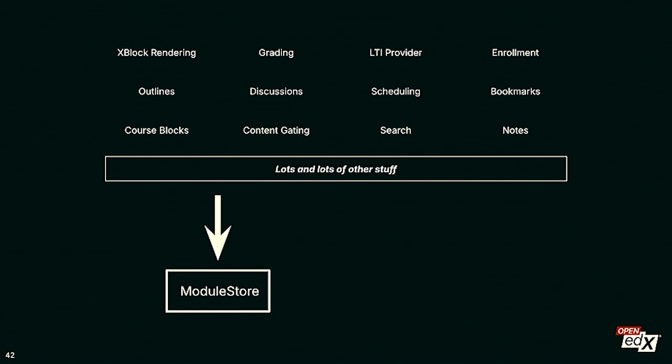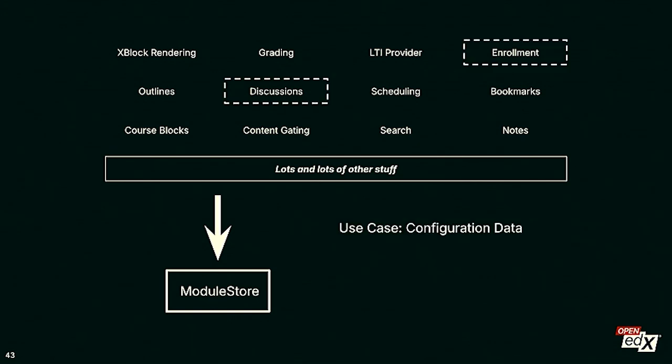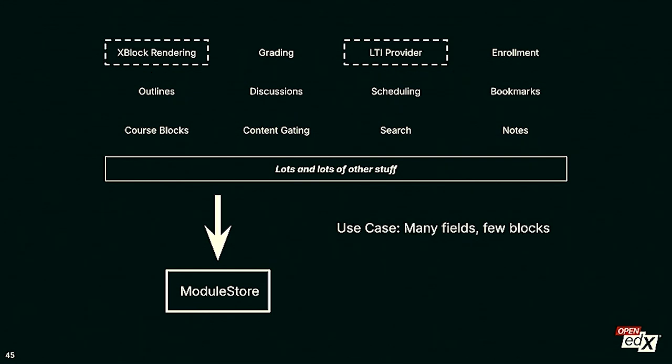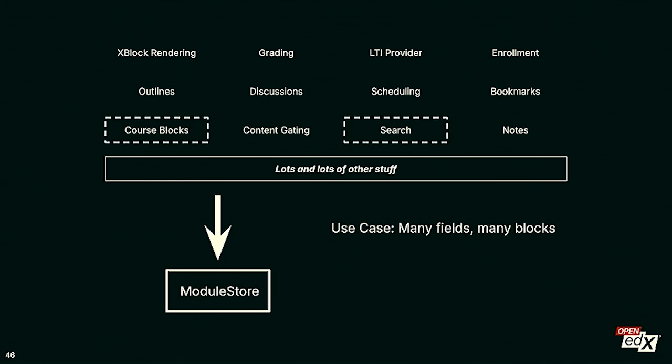Now, we have a lot of different uses of ModuleStore. Sometimes we want just configuration data, like these separate apps want just a couple of fields that are on the course configuration. Sometimes you want a few fields across many blocks. Like if you want to generate an outline, you want titles and a few other parent-child relationships, but you can ignore most of the other data. Sometimes you want basically all the information about a few blocks, like when you're rendering XBlocks. And sometimes you want all the information of all the things, like if you're implementing search or the course blocks API.